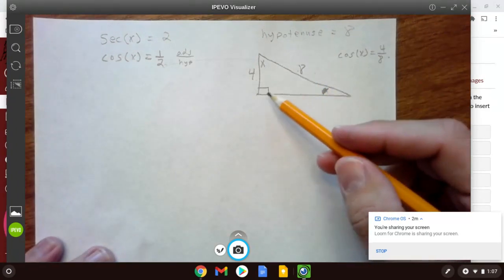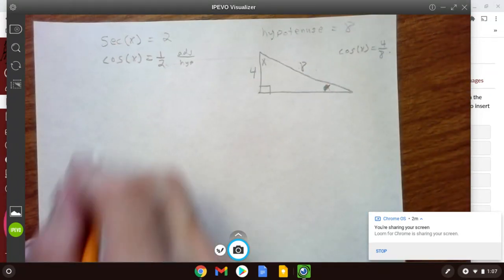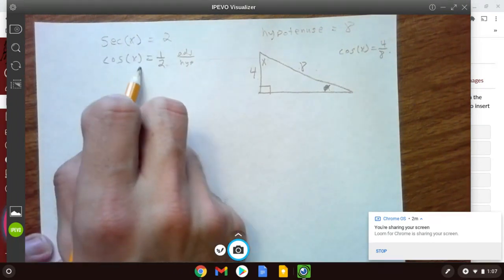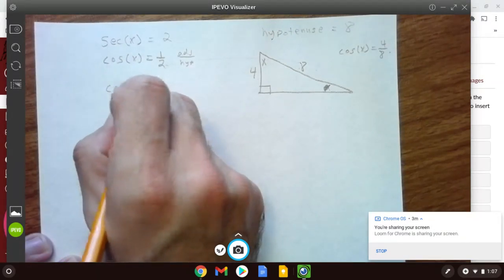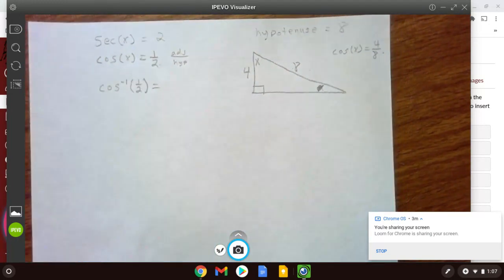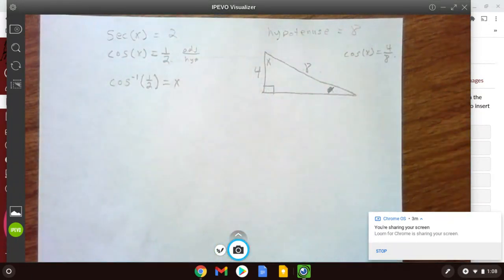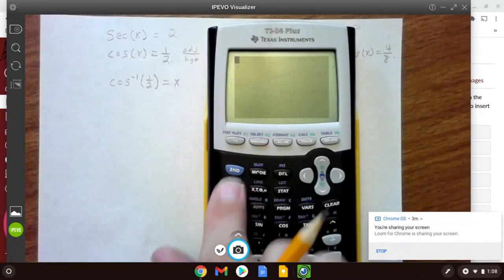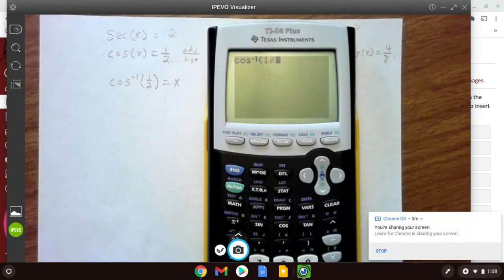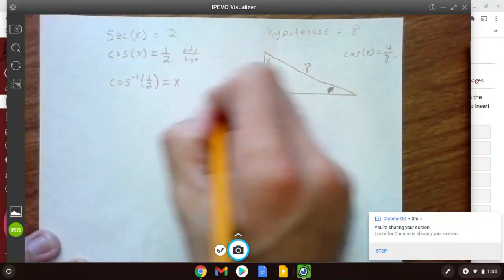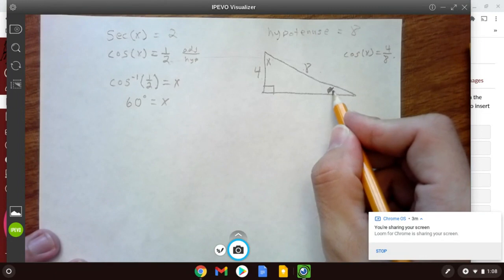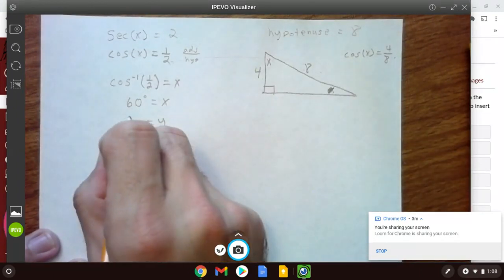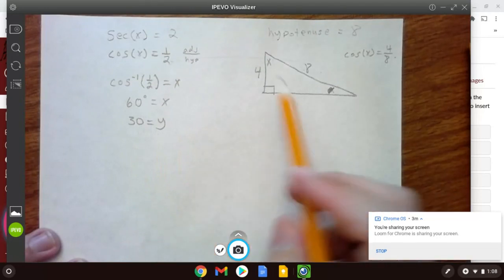Let's go ahead and solve for the missing angle here, x. All right, if cosine of x is equal to 1/2, then the inverse cosine of 1/2 is going to equal our angle x. All right, so inverse cosine of 1/2, and that is 60 degrees. So x is 60 degrees, which means my other missing angle, my smaller angle, is equal to 30, because these have to add up to 90, and the whole thing has to add up to 180.